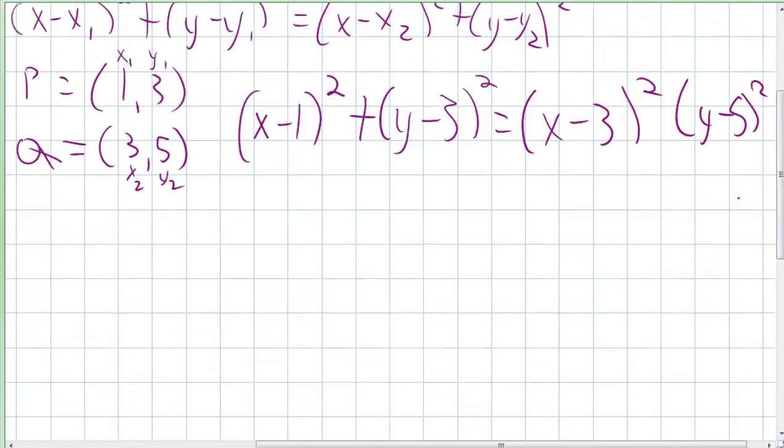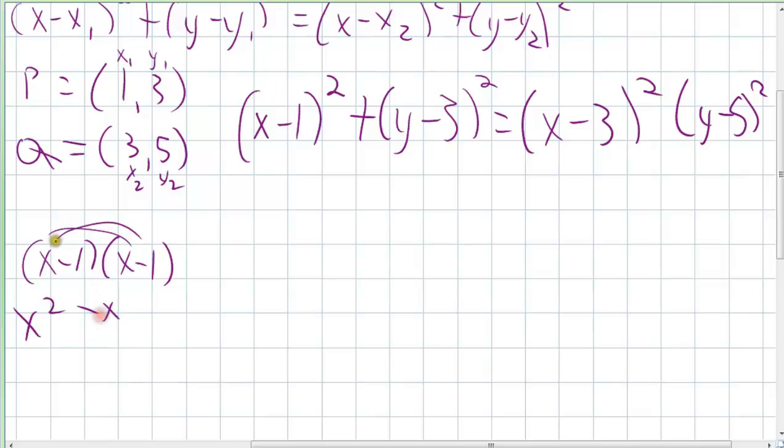Okay, let's expand and start simplifying. So (x minus 1) squared. There's a pattern that will happen when you multiply these. Here, I'll show you. x minus 1 times x minus 1, we would get x squared, this would be minus x, and this would be minus x again, and we'd have plus 1. So the general pattern that you're going to see here is it's going to be x squared minus 2x plus 1. So what I did was this squared, and at the end, this squared.